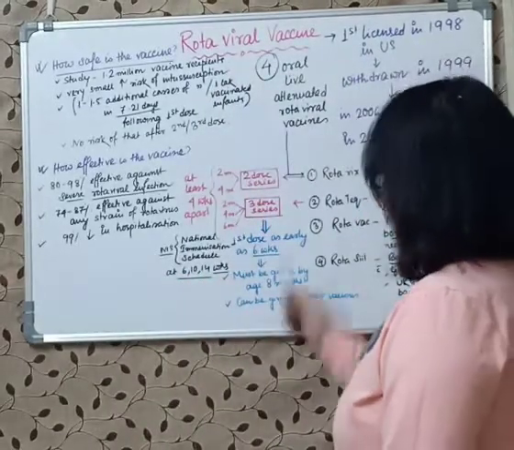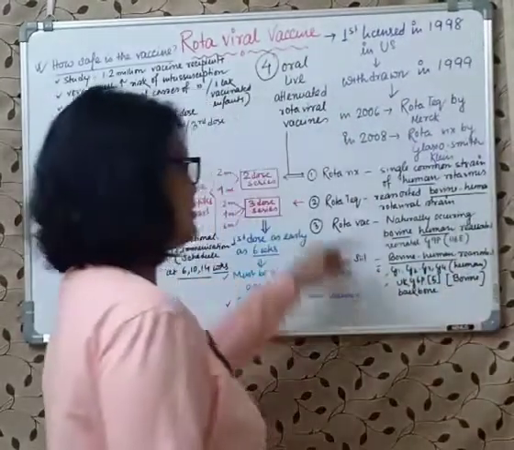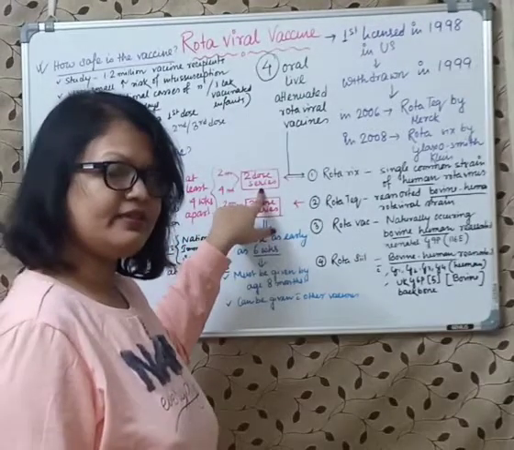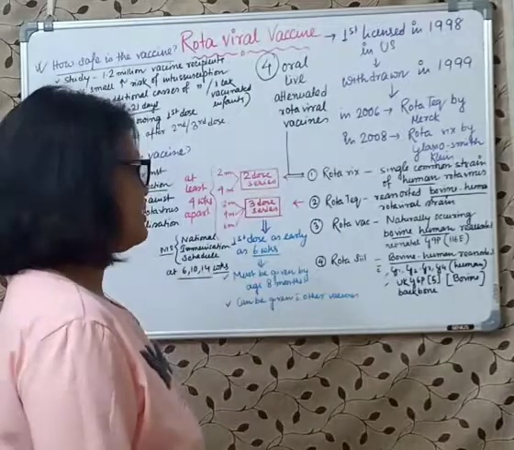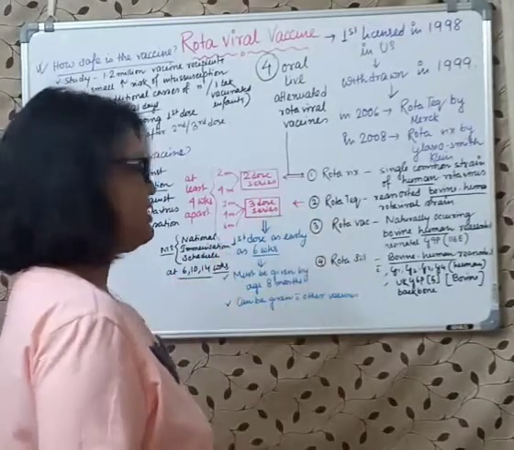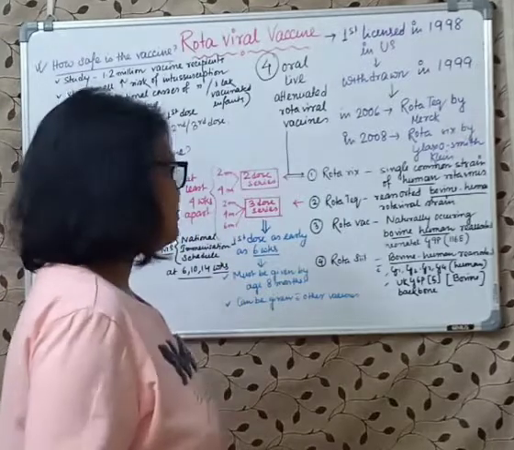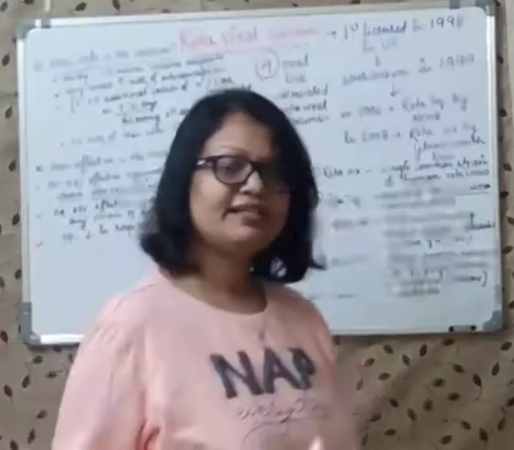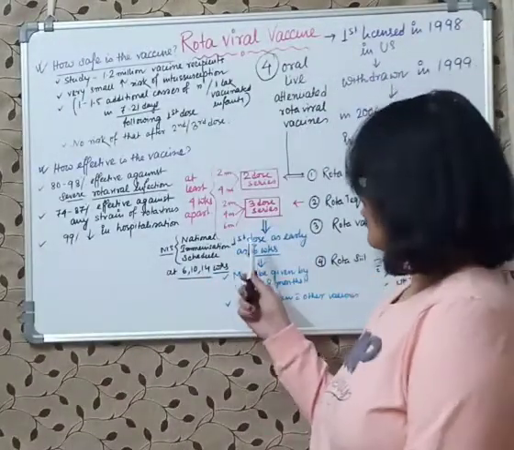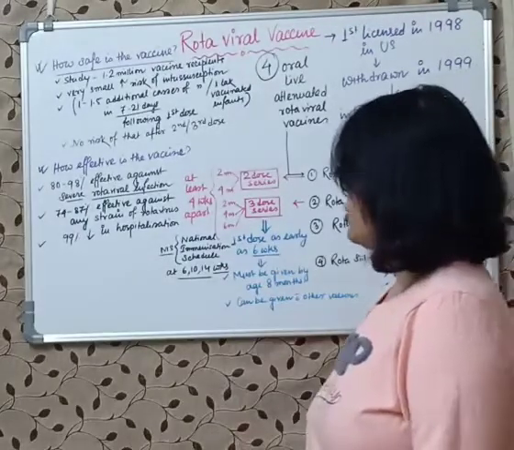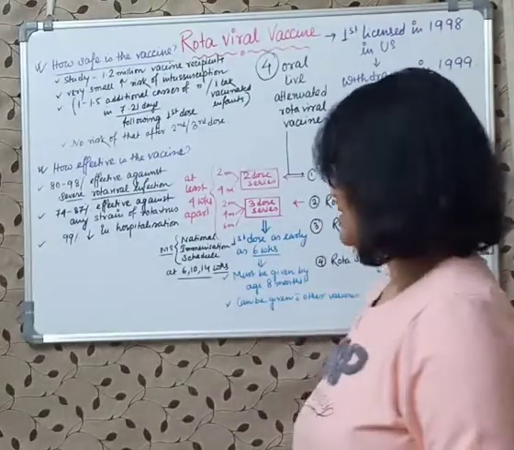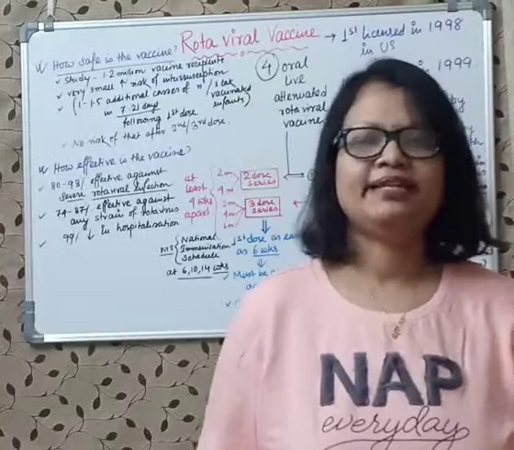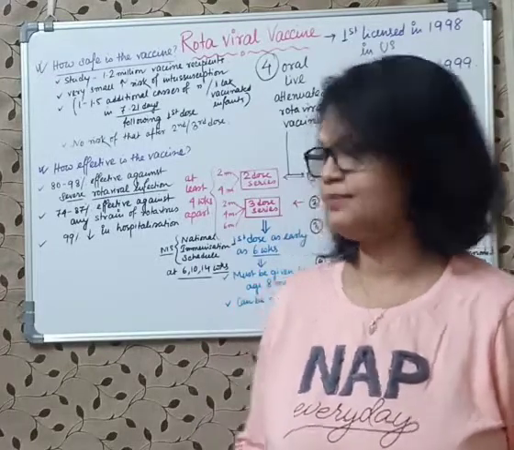Okay. Now coming to the doses. Rota-Risk has a 2 dose series, given at 2 months and 4 months. Then Rota-Tech has a 3 dose series, given at 2 months, 4 months and 6 months, at least 4 weeks apart. But according to the National Immunization Schedule, that is NIS, it is given usually at 6, 10 and 14 completed weeks with all other vaccines.